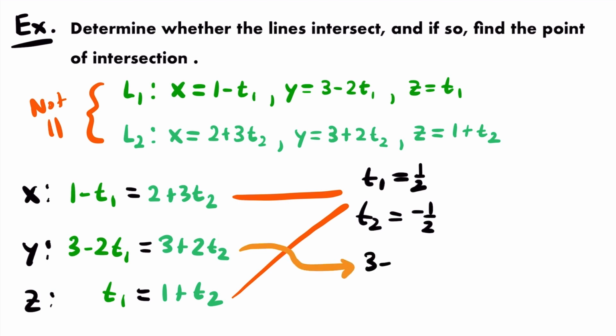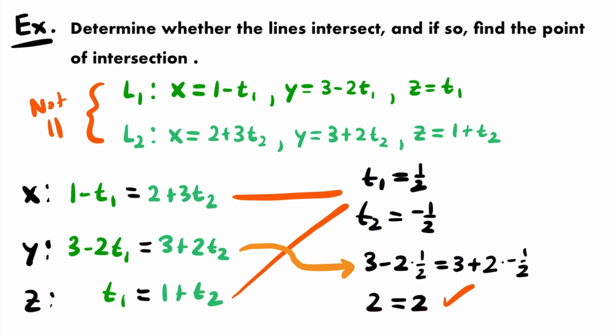We're going to have 3 minus 2 times t1, which is 1/2, so we're multiplying by 1/2, and then that will be equal to 3 plus 2 times t2, which is negative 1/2. All right, now let's simplify. 2 times 1/2 is 1. So we have 3 minus 1 equal to 3 plus 2 times negative 1/2, which will be negative 1. So really we have 3 plus negative 1, which is 3 minus 1. And so now we have 3 minus 1 on both sides, which becomes 2. And so what we'll have here is 2 equal to 2. And that is a true statement. 2 is equal to 2.